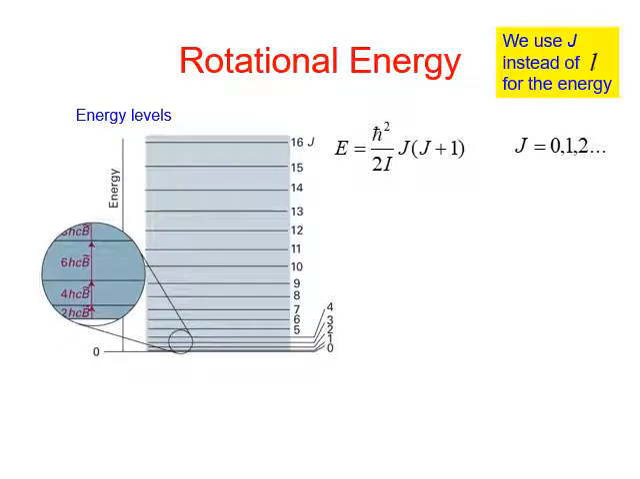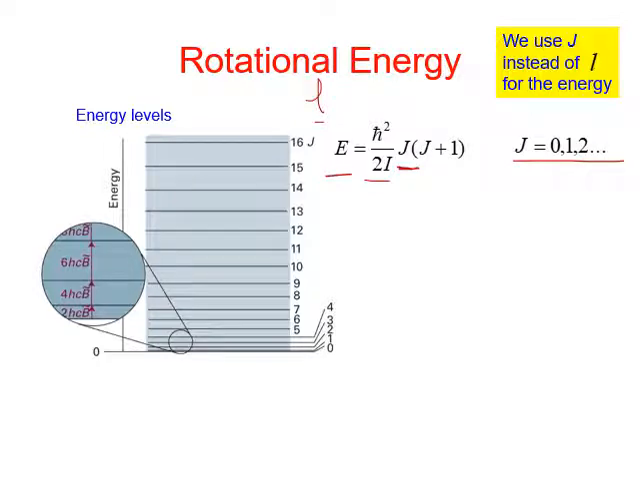Let's focus on the allowed energies and calculate the frequency of light that can be absorbed by rotation. Previously, we showed that the energy of rotation is determined by quantum number L. Scientists prefer using the symbol J instead of L when calculating the frequency of light that can be absorbed. It doesn't matter which symbol we use. The energy is calculated by h bar squared divided by 2I, times the quantum number times quantum number plus 1, and the quantum number can only be 0, 1, 2, 3, 4.